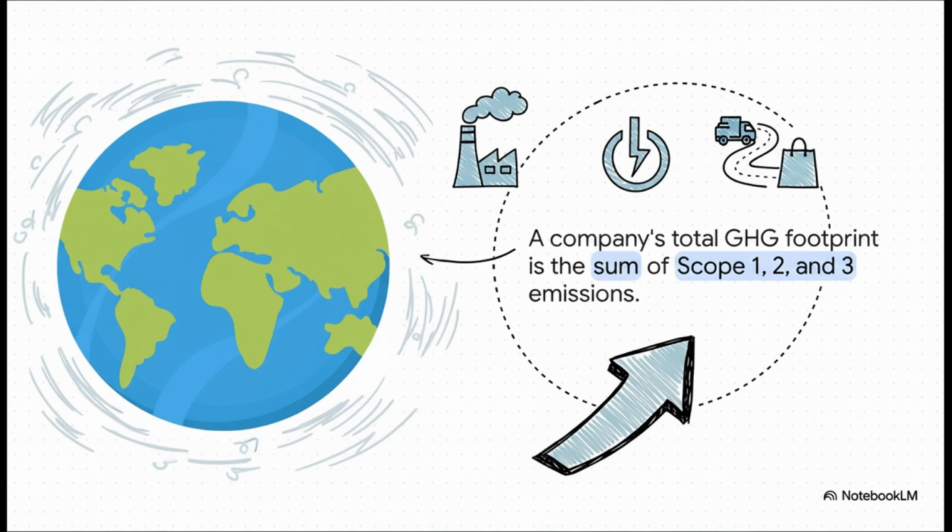So when you want to know a company's total carbon footprint, you've got to add it all up. Scope 1 plus Scope 2 and Scope 3. That sum is what gives you the complete picture of its impact on the climate.